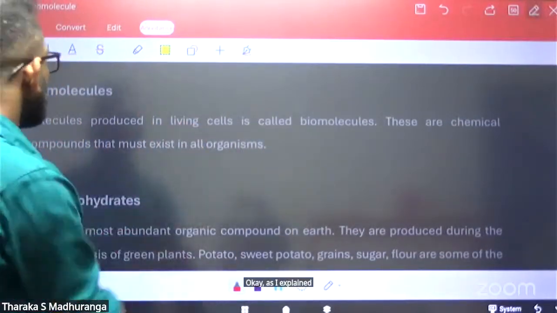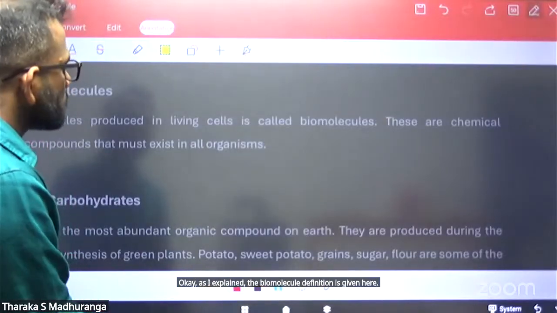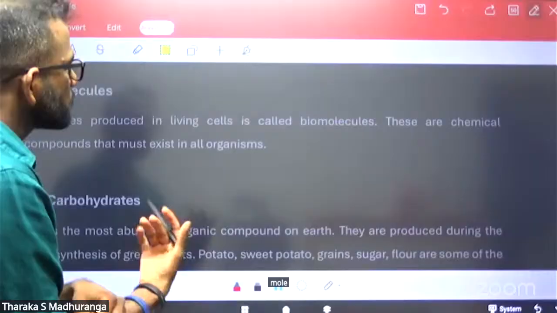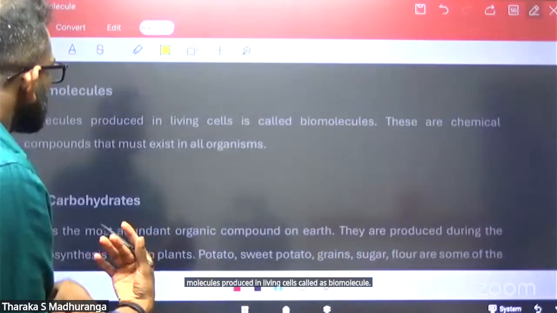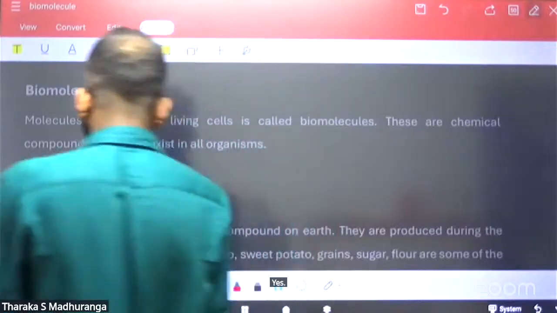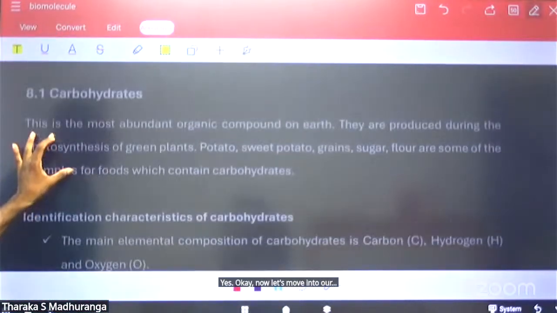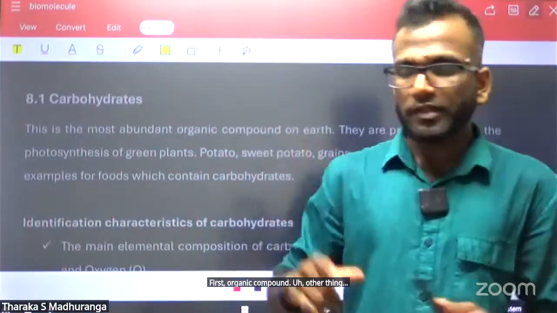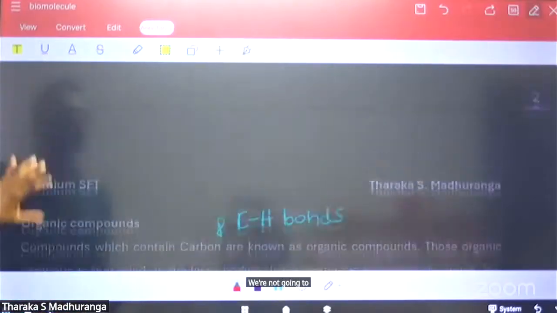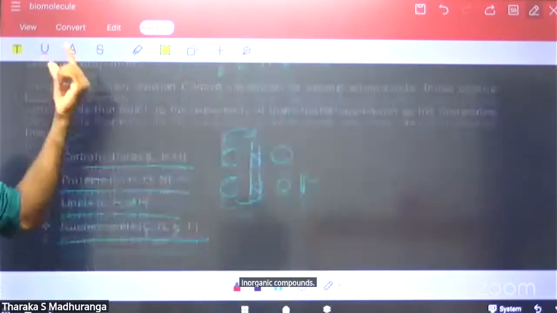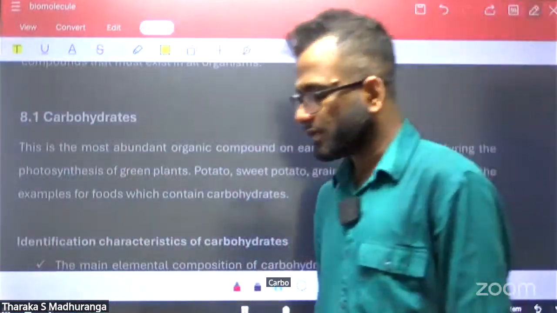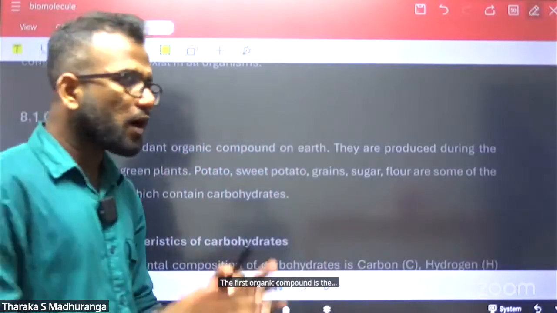As I explained, the biomolecule definition is given here. A molecule produced in living cells is called a biomolecule. These are chemical compounds that must exist in all organisms. Now let's move into our first organic compound. In this lesson, we mainly discuss organic compounds. We're not going to discuss inorganic compounds further. The first organic compound is carbohydrate.